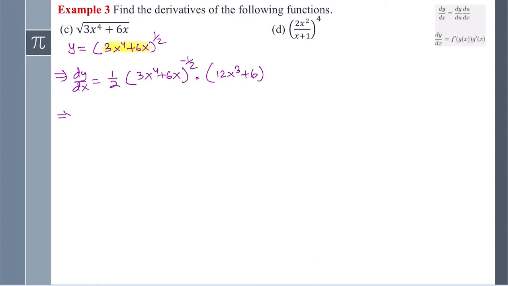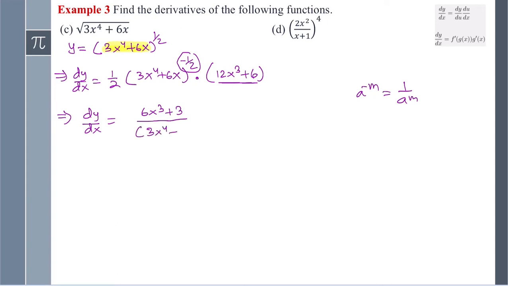Now let's just simplify this, clean it up and make it nice. So 1/2, we can distribute that to the second factor. 1/2 times 12x cubed plus 6 gives us 6x cubed plus 3. And then this has a negative exponent. So remember, a to the negative m can be written as 1 over a to the m. That means we'll put that down in the denominator.